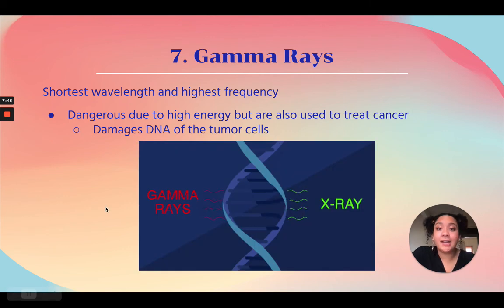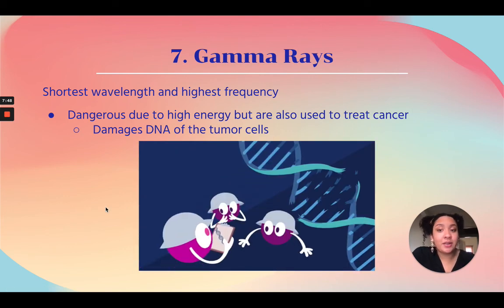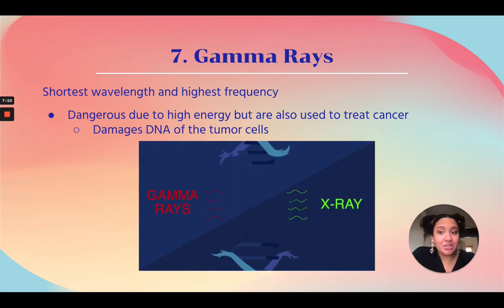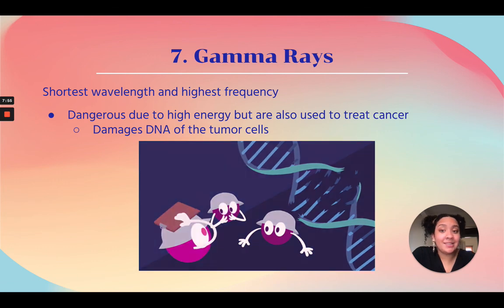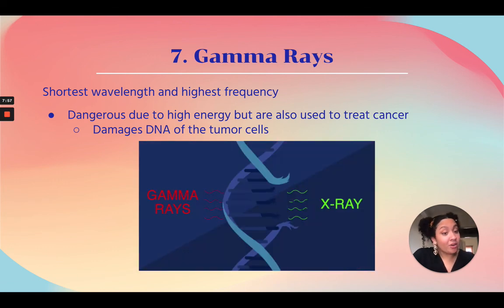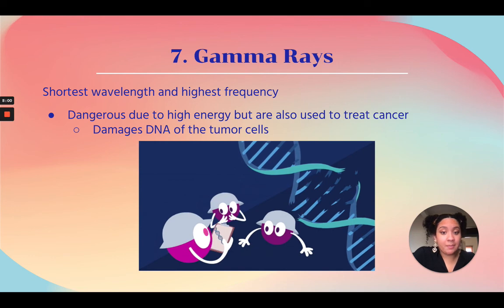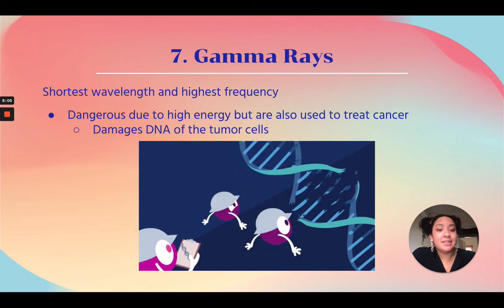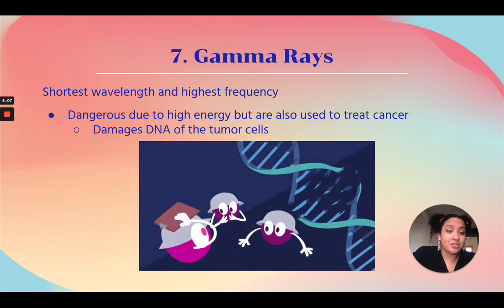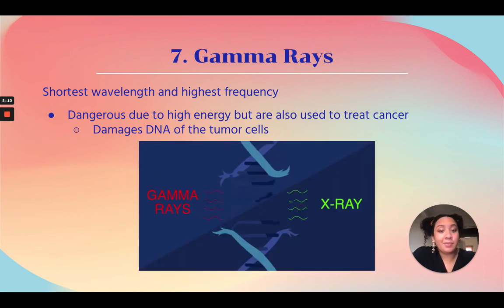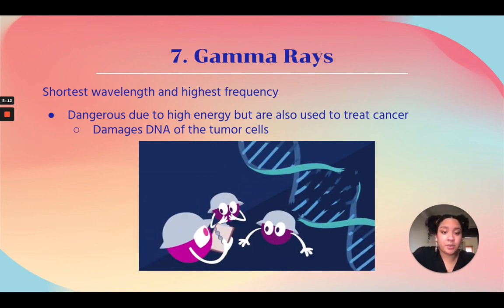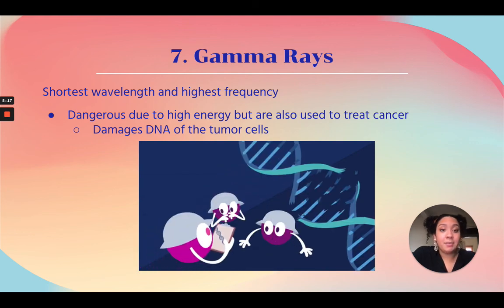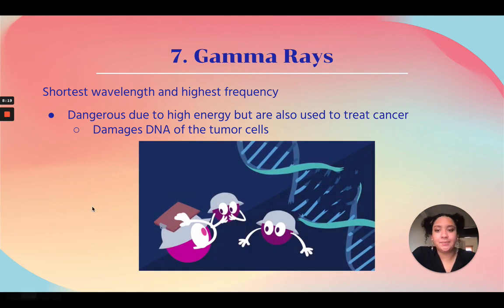Okay, finally, there are gamma rays. That's the shortest wavelength and the highest frequency, so it has the highest energy. Since it's the highest energy, it can be dangerous, but they're also used to treat cancer. They target gamma rays at the tumor cells of cancer, which damages the DNA because the energy is breaking apart that DNA. But it could also damage our DNA, which is why this radiation is not really that great, but it is used to treat cancer.